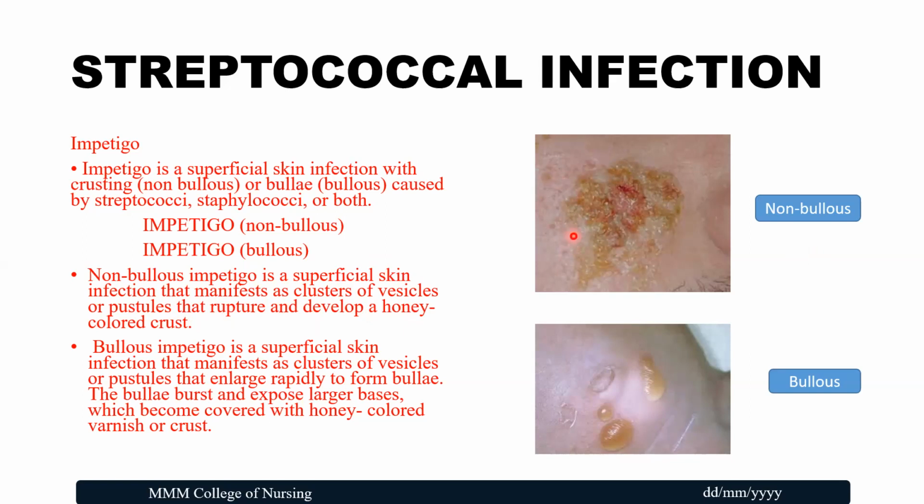This is non-bullous. Bullous impetigo is a superficial skin infection that manifests as clusters of vesicles. Can you see the different types of vesicles in clusters, in groups? Or pustules that enlarge rapidly to form bullae. The bullae burst and expose large bases. This will burst, as you see here, and expose large bases, which become covered with a honey-colored varnish or crust.